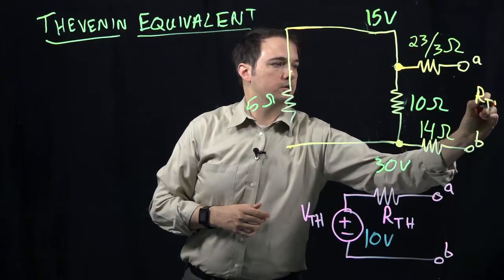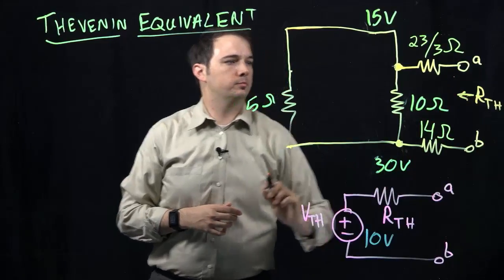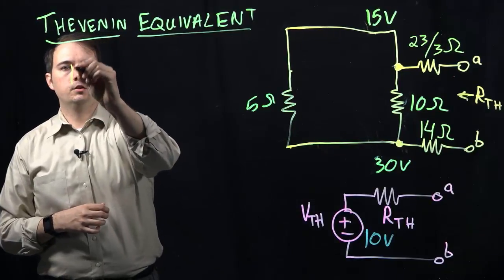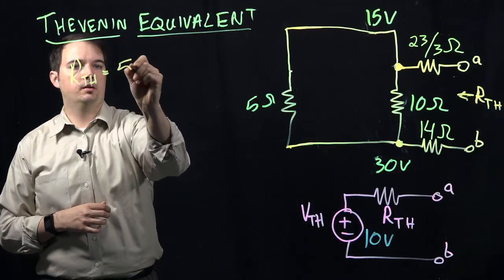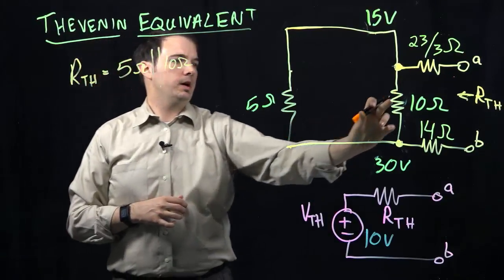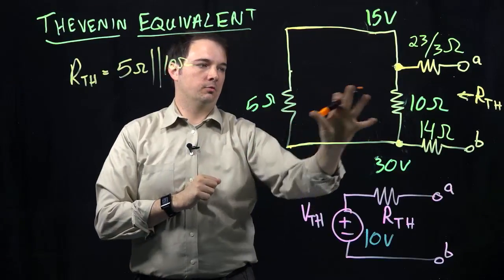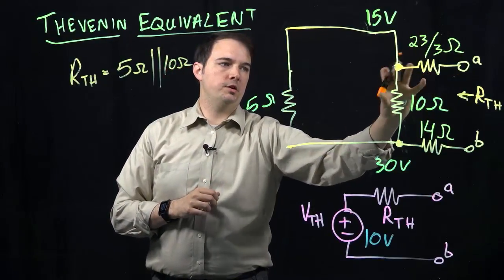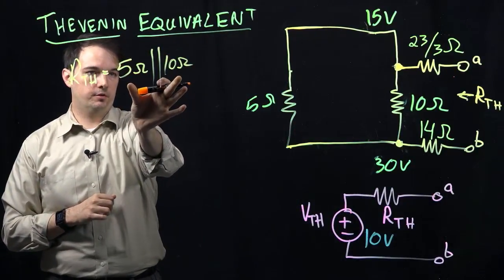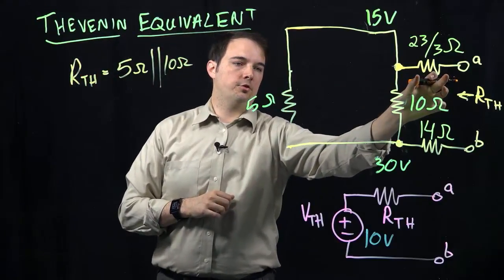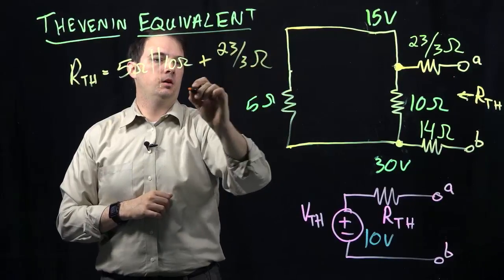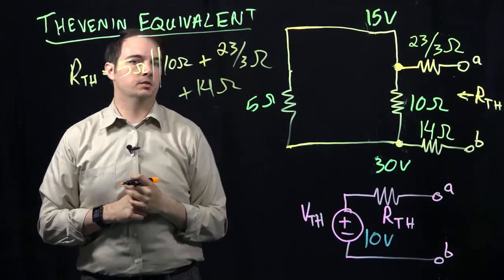So say this is RTH looking into the circuit between terminals A and B. I see that I have this 5 ohm resistor in parallel with a 10 ohm. So RTH is going to be that 5 ohm in parallel with the 10 ohm combination. Then when I combine those two resistors, I see that I just have 3 resistors in series. So I add into this parallel combination of the 5 and 10 ohm resistor the 23 1/3 ohm resistor, plus my 14 ohm resistor, as such.